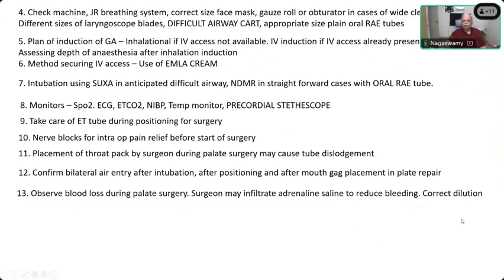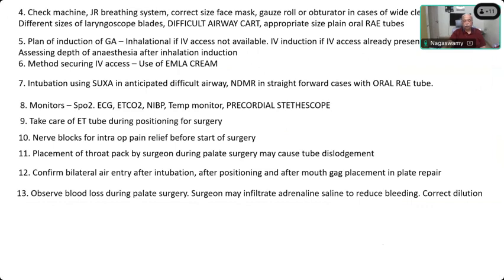It is written here, adrenaline saline to reduce bleeding. Only the mucous membrane injected there becomes, the vessels go into spasm, and that is the way to reduce the bleeding. But if you exceed the dose and give more than what is recommended, it will get absorbed systemically and produce all the systemic effects of the drug, like tachycardia and hypertension.